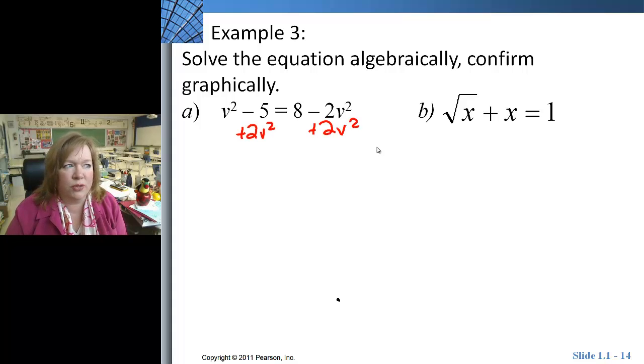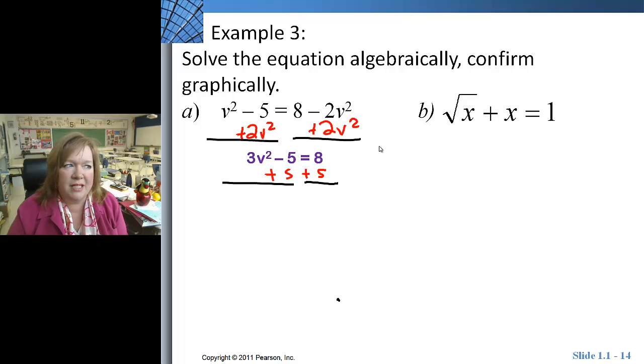So let's look at this first one. Let's get it set equal to 0. Add 2v squared to both sides so that you get your v's on one side. And then we've got 3v squared minus 5 equals 8. Notice there's no linear term. So I'm just going to move the 5 over to the right hand side, divide by 3, and take the square root. So it's pretty easy here.